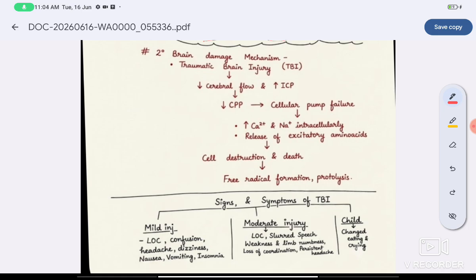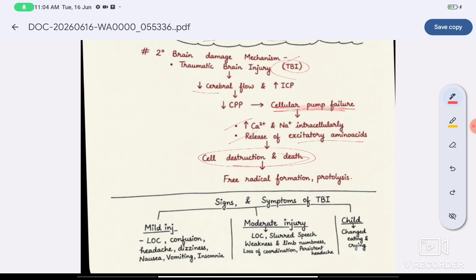So next is secondary damage mechanism. How does trauma affect the brain? So this is the etiopathogenesis. For example, in traumatic brain injury, if trauma occurs, then there is decreased cerebral blood flow, decreased cerebral perfusion, increased intracranial pressure. Then there is failure of the cellular pump because the cell is not able to get proper oxygen. Then there is failure at the cellular level. So there is increased calcium and sodium intracellularly, excitatory amino acids. Then there is cell destruction and cell death, hypoxia, most common. Then there is free radical formation and proteolysis.